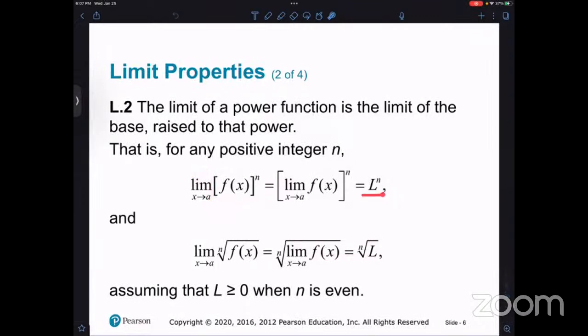Same thing for the root function. The limit of a root function is going to be the same as the root of the limit. Root of the limit, root of the limit. Assuming that the limit is not negative when n is even, right? Because you can't take the even root of a negative number. That's just piggybacking off of things from before.